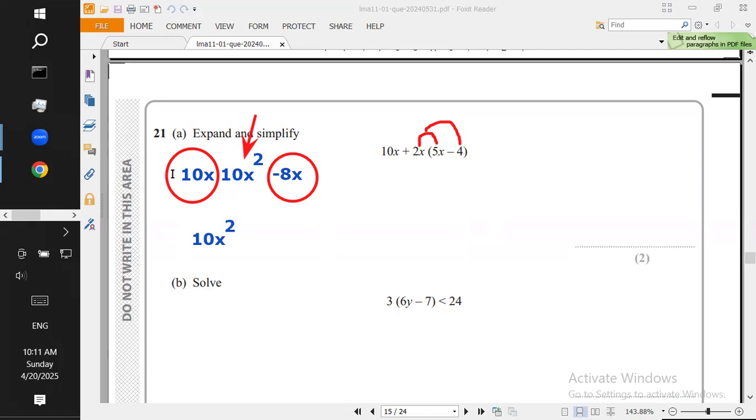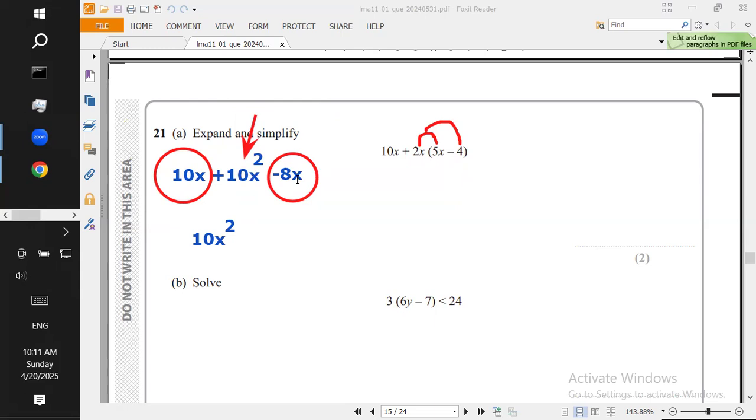Now here, this is 10x. There's a plus sign here, I'm sorry. When you expand, you have to focus on the signs because they are very important. So now, as we said, the 10x squared, I put it over here because it has no like terms.